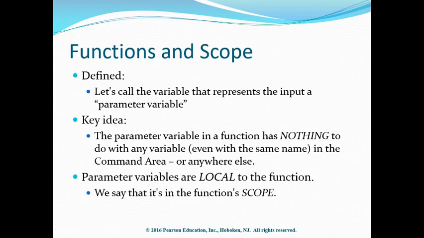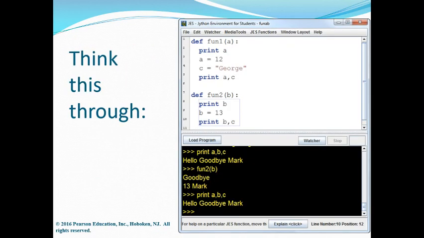Functions and scope defined. Let's call the variable that represents the input a parameter variable. Key idea: the parameter variable in a function has nothing to do with any variable, even with the same name, in the command area or anywhere else. Parameter variables are local to the function, so we say that it's in the function's scope.